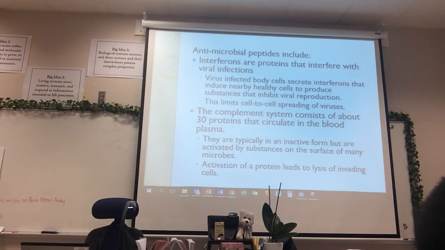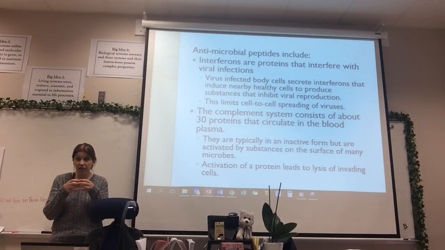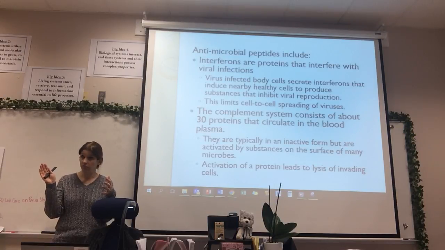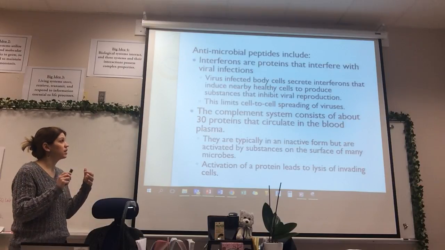How do they do that? Well, they induce nearby healthy cells to be on the lookout. So there's one cell that got infected with a virus, and as the virus has hijacked it to cause it to make more viruses, that sick cell is releasing cues to all the ones nearby that's like, hey guys, don't let any viruses in. There's one in me. You better be careful. Be on the lookout. Right? That's what these interferons are doing. This limits that cell-to-cell spread of viruses.